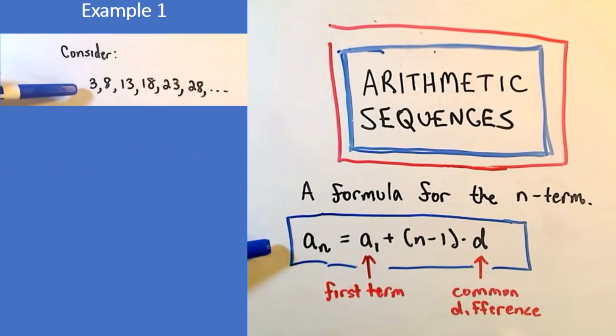All right, let's put this formula into play in an example that we have here. So we're going to start with this sequence, and we're going to take any two consecutive terms. This time I'll take the last two, because it doesn't matter which two that you take. So 28 minus 23 is 5. So we've identified D. So write that down. And we know the first term, A sub 1, is 3.